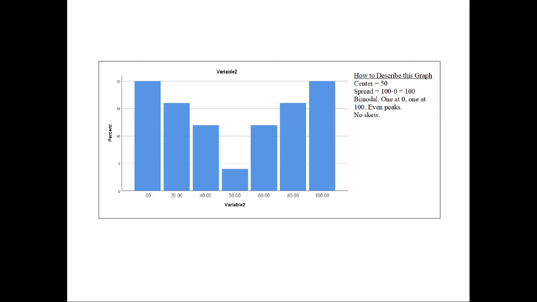In this graph, the center is 50, the spread is 100, the largest value, minus 0, the smallest value, which equals 100. The graph is bimodal with one mode at 50 and one mode at 100. The peaks are even. And there is no skew as the left and right sides of the graph extend about the same from the center of the graph.